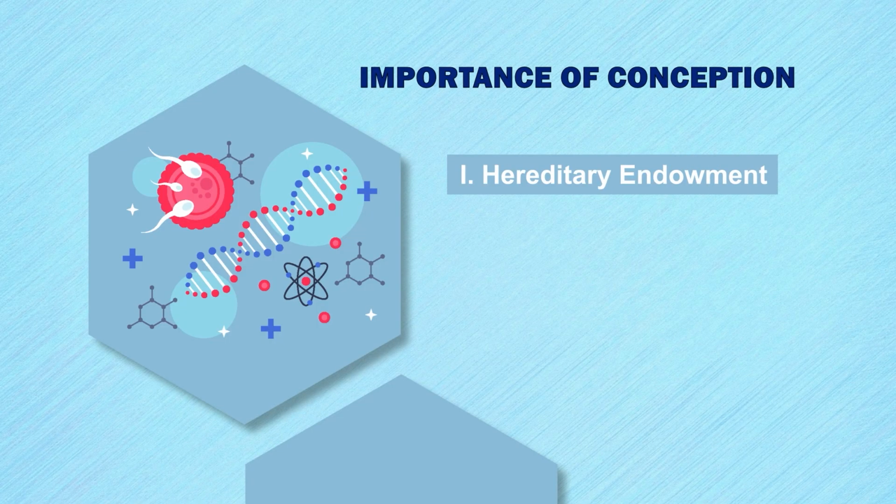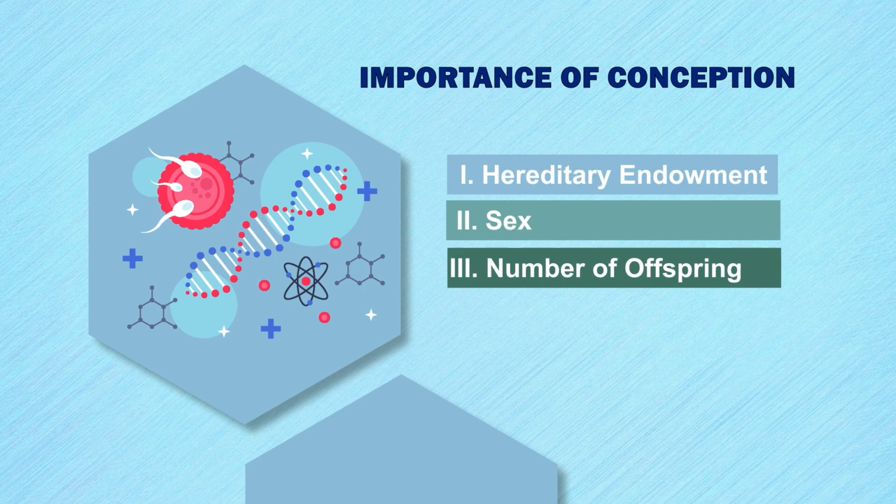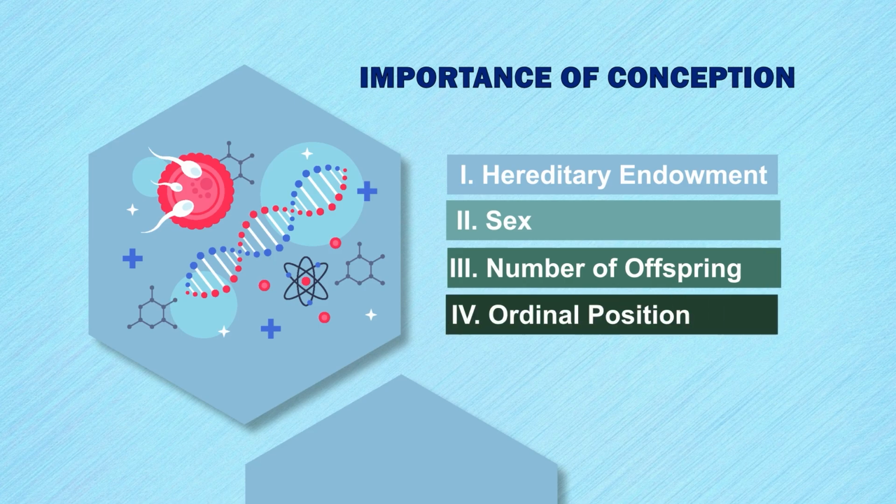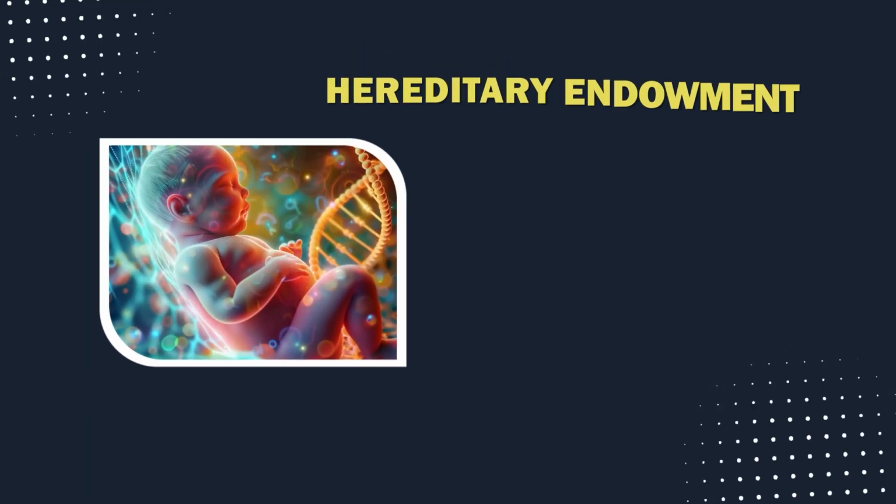The first one is the hereditary endowment. The second is sex. The third is the number of offspring. And the fourth is the ordinal position. Now, let us understand each one of them one by one. What do you mean by hereditary endowment?